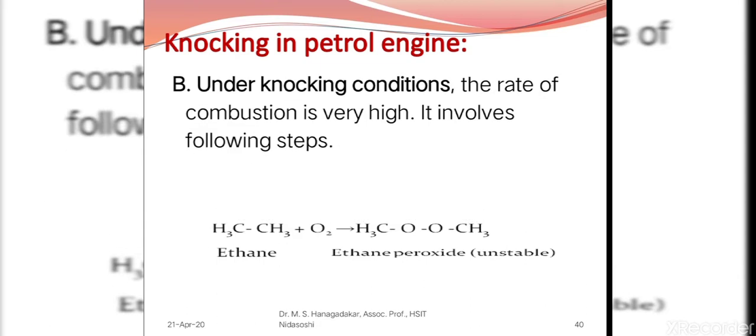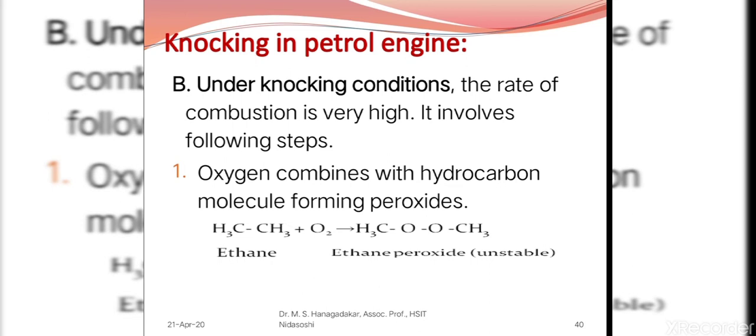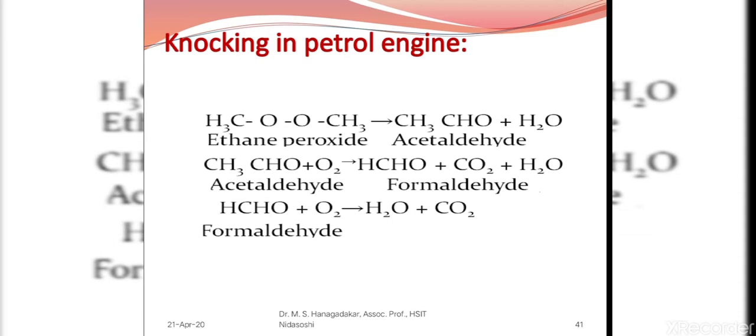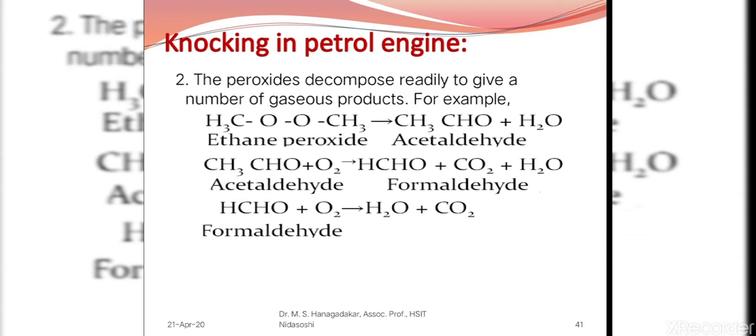Under abnormal condition or explosive conditions, the rate of combustion is very high. It involves the following steps, where the oxygen combines with hydrocarbon molecules, means petrol, forming the peroxides. In this process, more amount of petrol molecules are combining with the limited amount of air or oxygen, leading to form the ethane peroxides or unstable peroxides. So these ethane peroxides are unstable, readily decompose to form acetaldehyde. Acetaldehyde further oxidation leading to form the formaldehyde. Formaldehyde further oxidation leading to form the water and carbon dioxide.